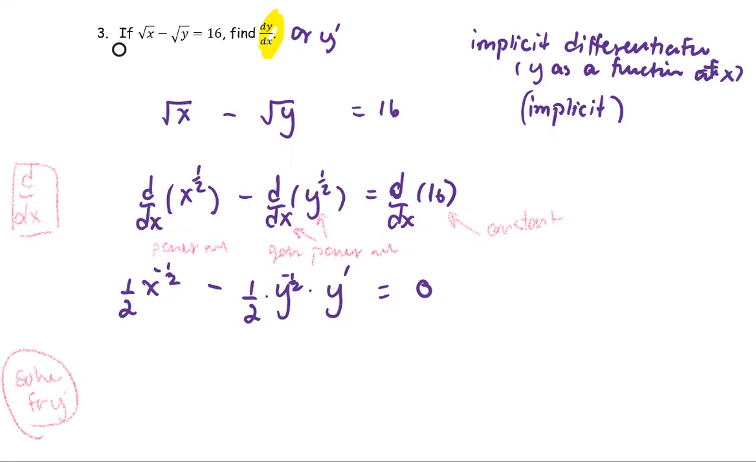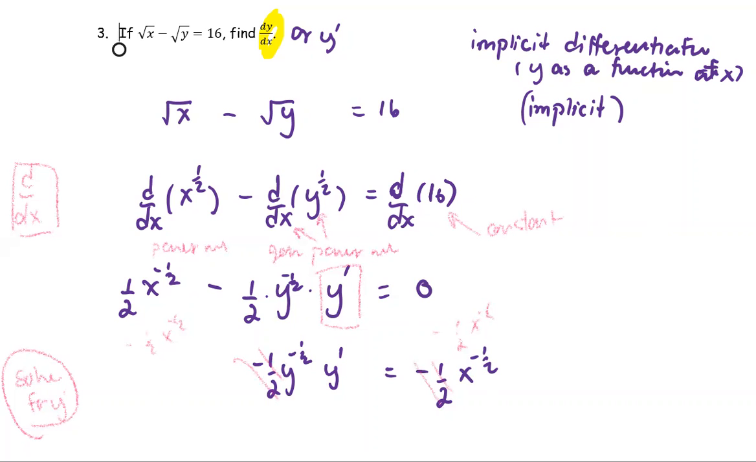And to solve for y prime, where is my y prime? My y prime is right there. So I'm going to treat it like solving an algebraic expression in general, by just peeling it off until I get y prime by itself. So the first step, I subtract both sides by 1/2 x to the negative 1/2. And then I will get negative 1/2 y to the negative 1/2 y prime equals negative 1/2 x to the negative 1/2.